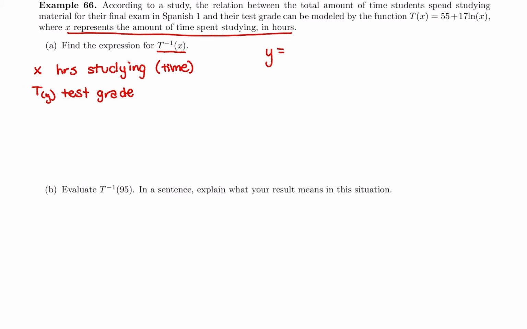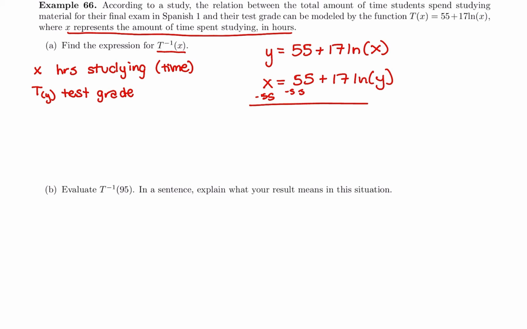I'm going to start by replacing that T of X with just a Y equals 55 plus 17 times the natural log of X. Now I'm going to switch my X's and my Y's. So X equals 55 plus 17 ln of Y, and solve for Y. So first of all, I'm going to subtract 55 from both sides. So I have X minus 55 equals 17 times the natural log of Y.